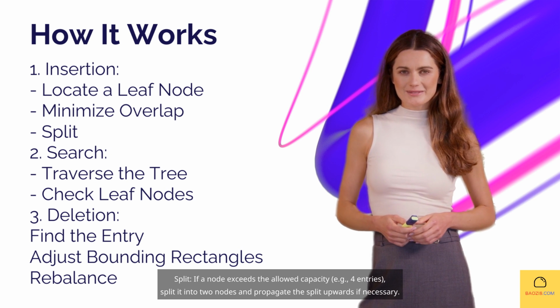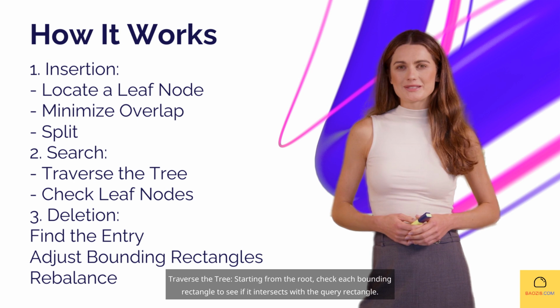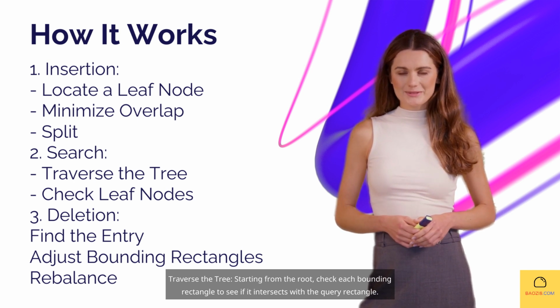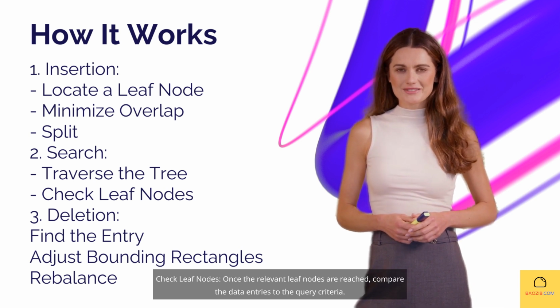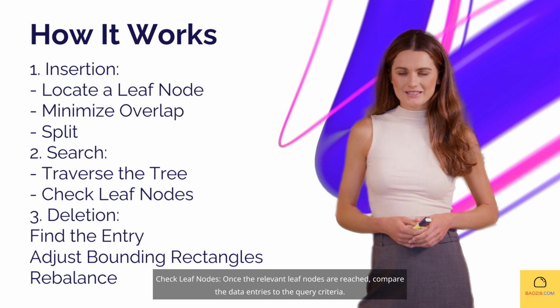2. Search. Traverse the tree: starting from the root, check each bounding rectangle to see if it intersects with the query rectangle. Check leaf nodes: once the relevant leaf nodes are reached, compare the data entries to the query criteria.